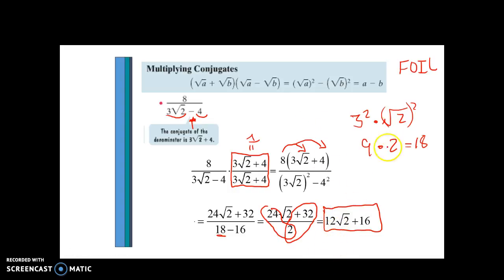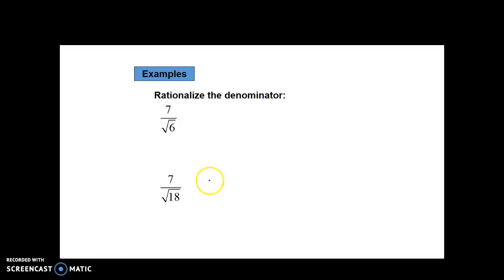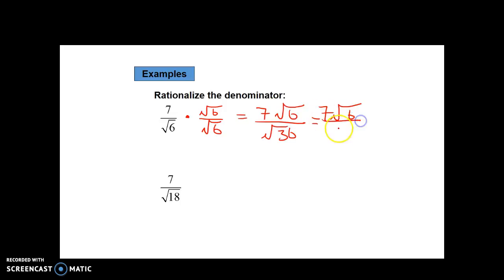Okay, so a lot of complicated math, but just break it down. Remember, we're always multiplying it by the same thing with a different sign. Let's take a look at some examples now. We have 7 root 6, so let's multiply that by root 6 over root 6. Right? Same thing, what's going on here? That's going to be 7 root 6 on the top over root 36. And that's going to be 7 root 6 over 6. And again, 7 over 6 is already in lowest terms, so that's our answer. We're done.